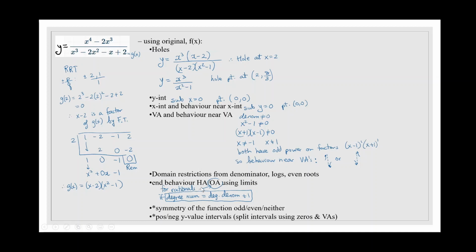Then, end behavior. This particular example will actually have an oblique asymptote because this is a rational function. And we notice that degree of the numerator in the original is degree 4. It is equal to the degree of denominator plus 1. So the degree of the denominator is 3 plus 1 is 4. You could have also used the simplified version. It's the same thing. Degree 2 plus 1 gives you the 3. So whenever that equation right here is satisfied, you will always have an oblique asymptote.